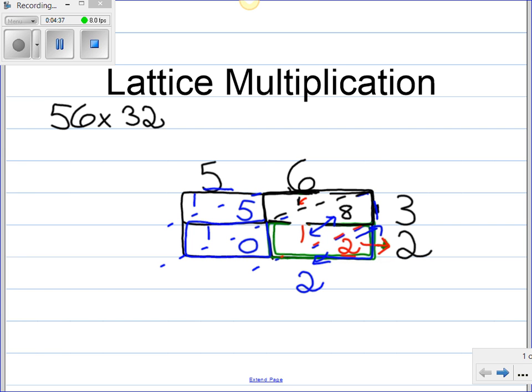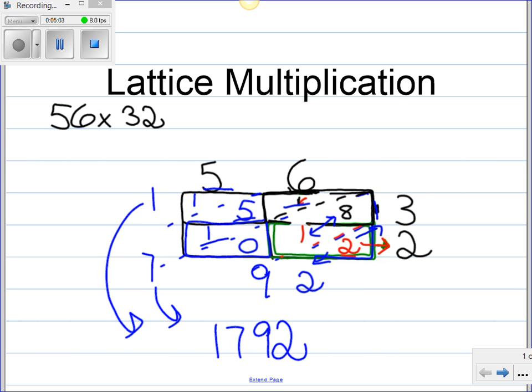Oh, no, I'm good. Nope, I was right. Sorry. 8 and a 1, which is 9. The next one we have is a 1, a 5, and a 1, which gives us a 7, and then finally a 1. So we take these and we move them all down for 1,792.